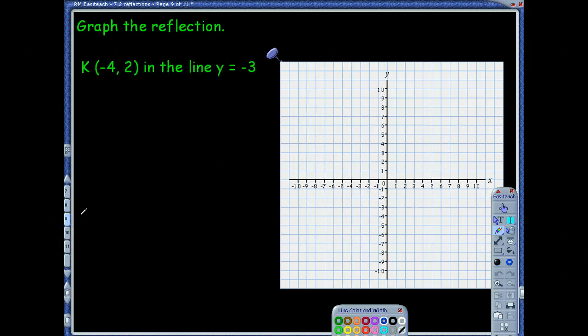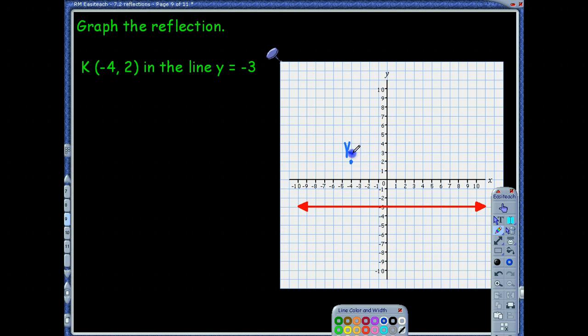Right. Okay, we've got another one. Here our line is y equals -3. So what kind of line is this going to be? Well, that's horizontal because it's y equals some number. So y equals -3 is going to look like that. It's going to go through the y value of -3. And then they give us point K at -4, comma 2.